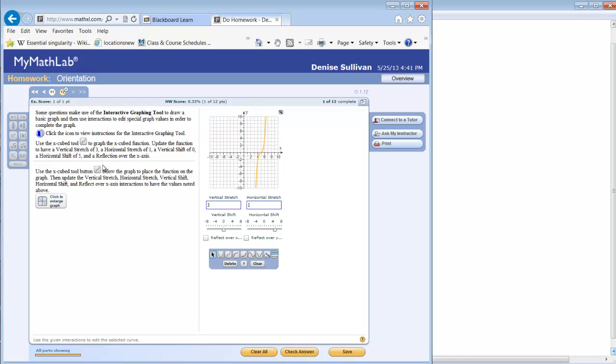And finally, they are asking for a reflection over the x-axis, which is this choice right here. If you mouse over it, the text comes up and says, the full text says reflect over x-axis, which is what they've asked for. And what that did was it just flipped it. So what was below the line, and I'll uncheck it so you can see, what was below the x-axis is now reflected on the other side, vice versa with that.